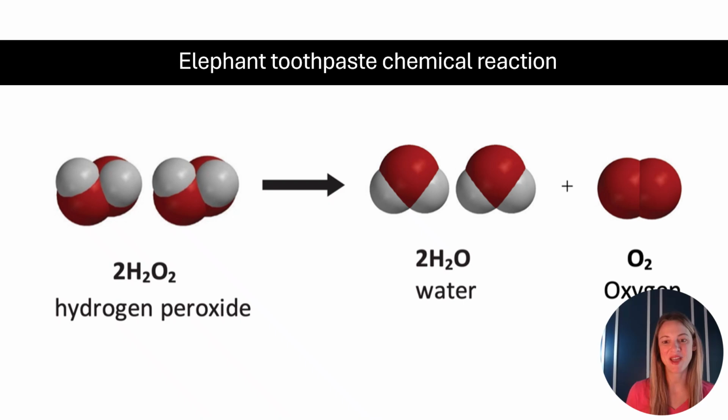Let's break down a little bit what happened in our experiment where we made elephant toothpaste. We took hydrogen peroxide, which is 2 hydrogen atoms bonded together with 2 oxygen atoms, and we added dish soap and we added yeast, and it turned into water, which is 2 hydrogen atoms bonded with 1 oxygen atom, and oxygen gas. And that oxygen gas is what we saw, the thousands of little bubbles. So chemical reactions are when substances change. In this case, hydrogen peroxide broke down into water and oxygen gas.